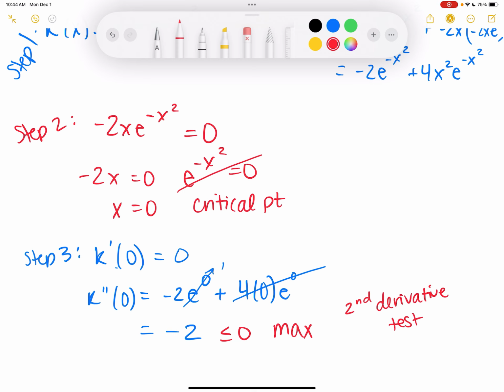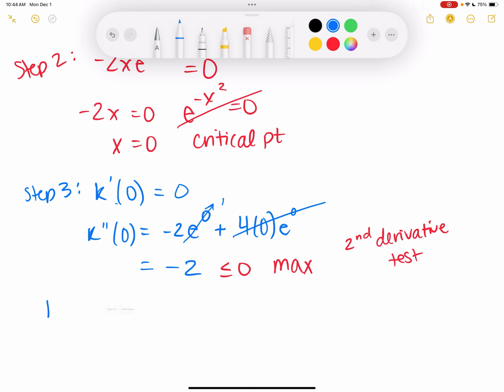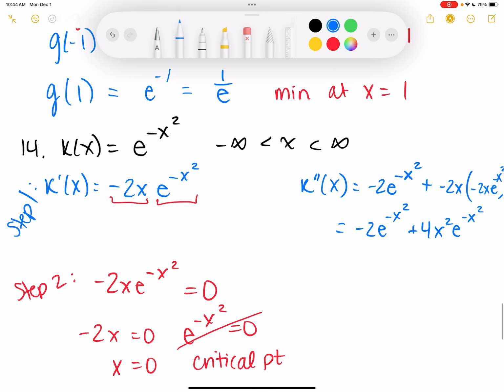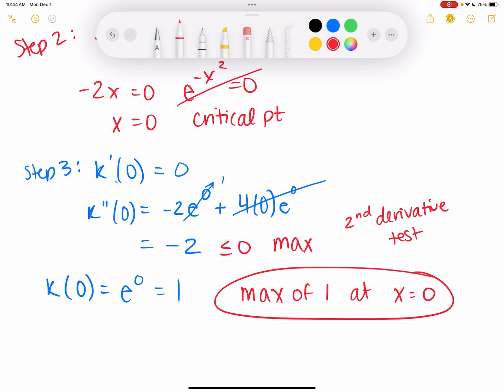And so then it has a max of, if I plug that in, k of 0. So if I plug in 0 to the original, I have e to the 0, which is equal to 1. So what I can then say is I have a max of 1 at x equals 0, which is what I'm ultimately trying to find.